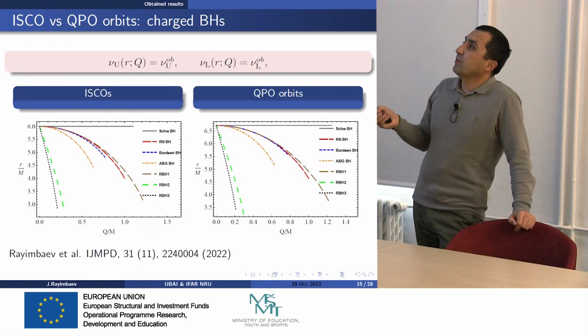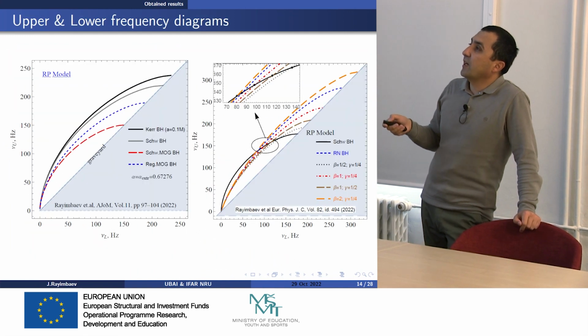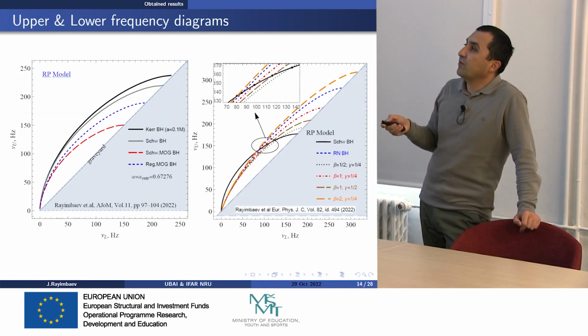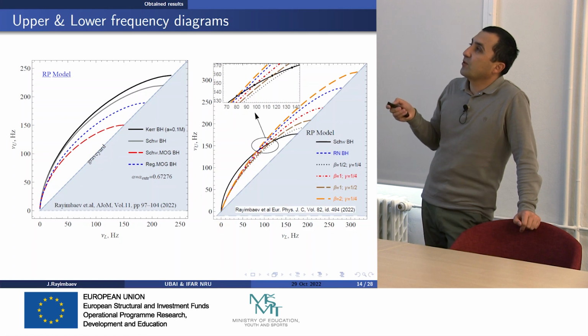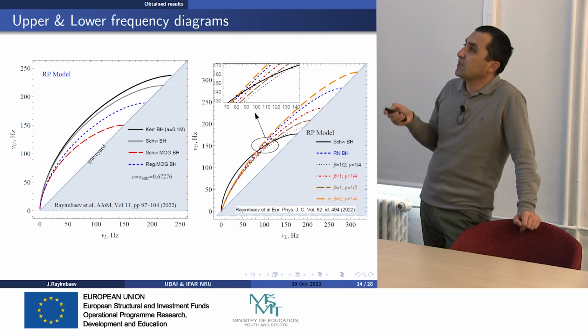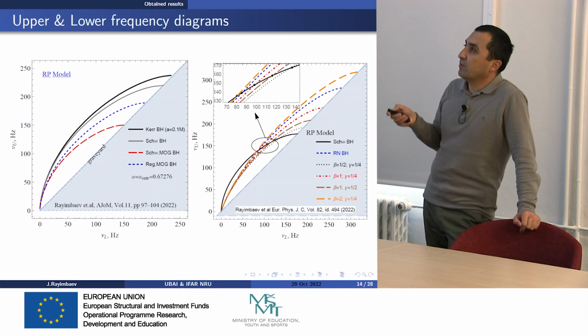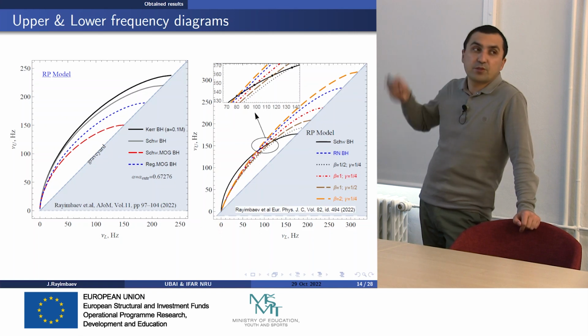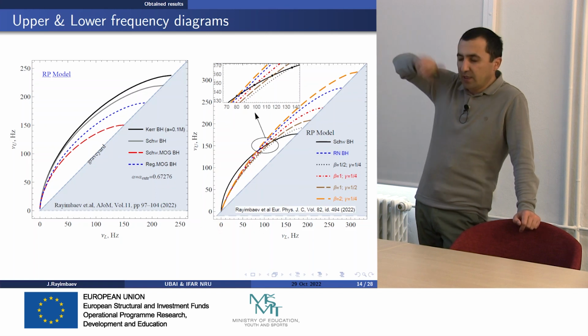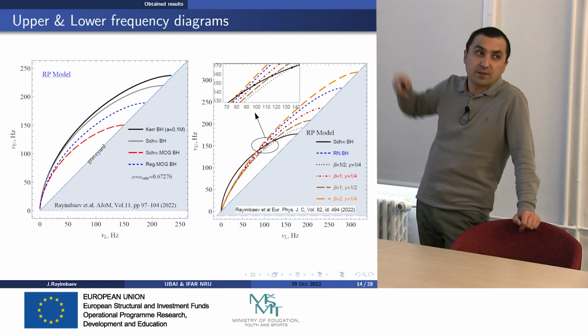One moment: I would like to mention that this line is the line for twin peak QPOs. It means that under the line no QPO can be observed. At this point we can only observe a single peak QPO, which is at the ISCO.